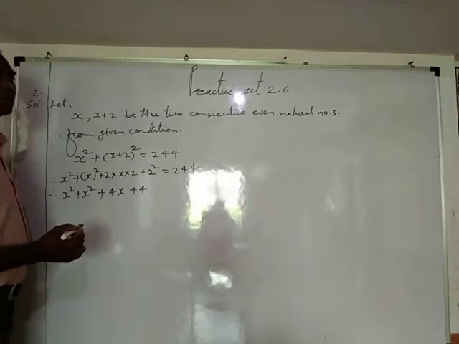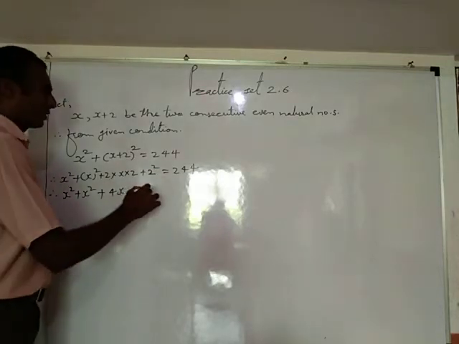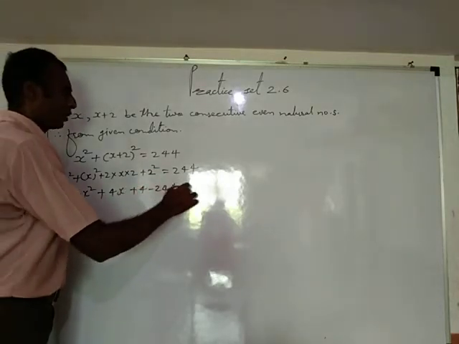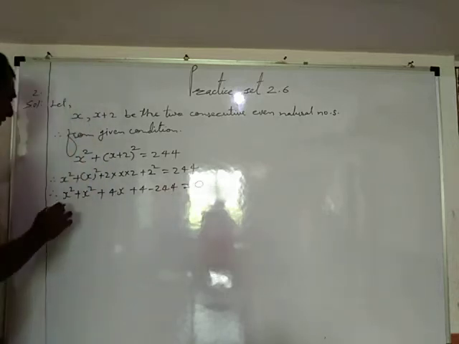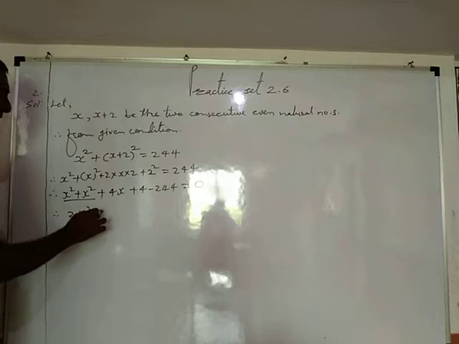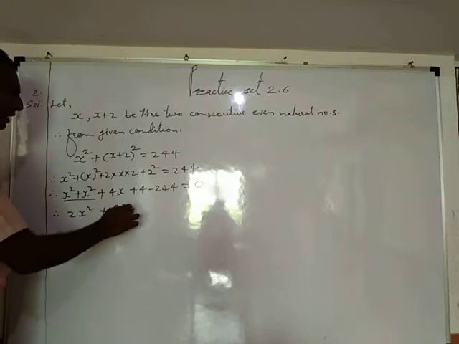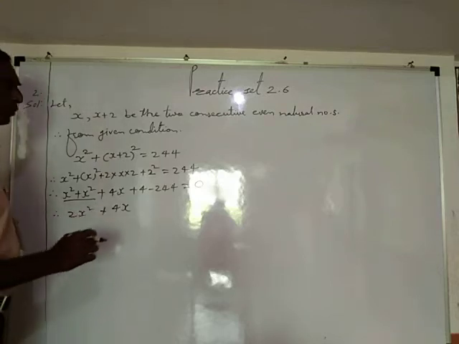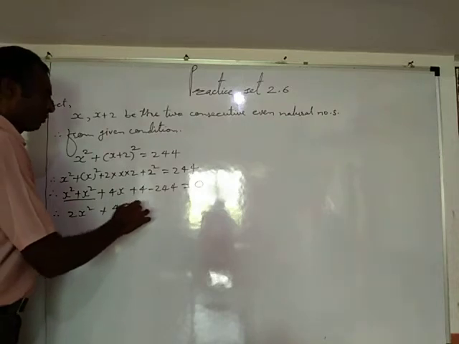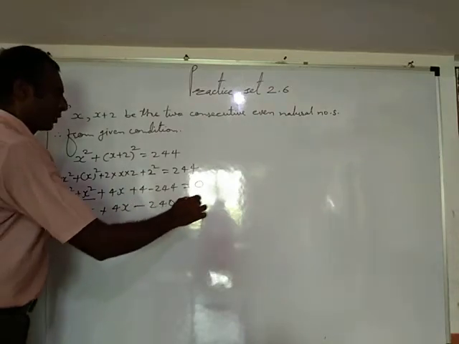Let's transfer those 244 from right to left, which gives us minus 244 equals 0. Now x square plus x square gives us 2x square plus 4x plus 4 minus 244 gives us minus 240 equal to 0.